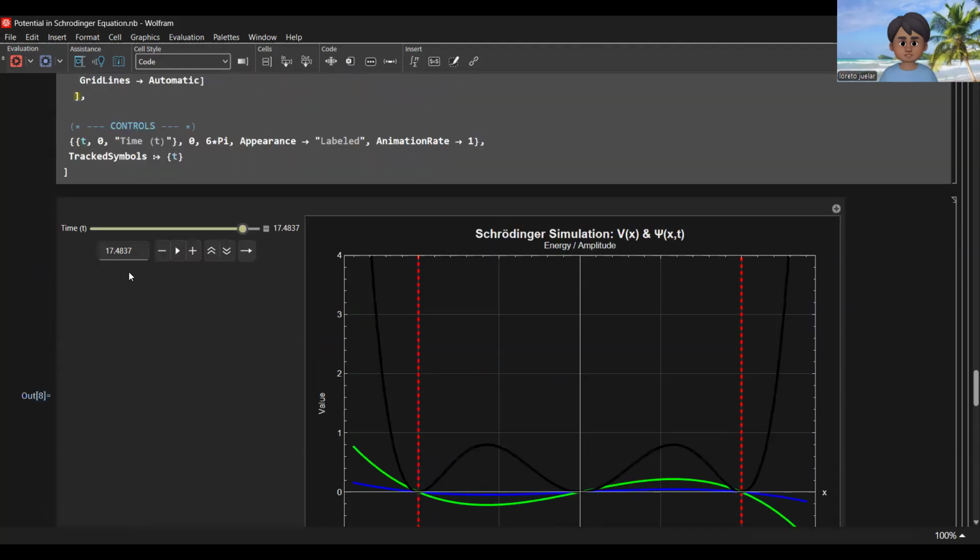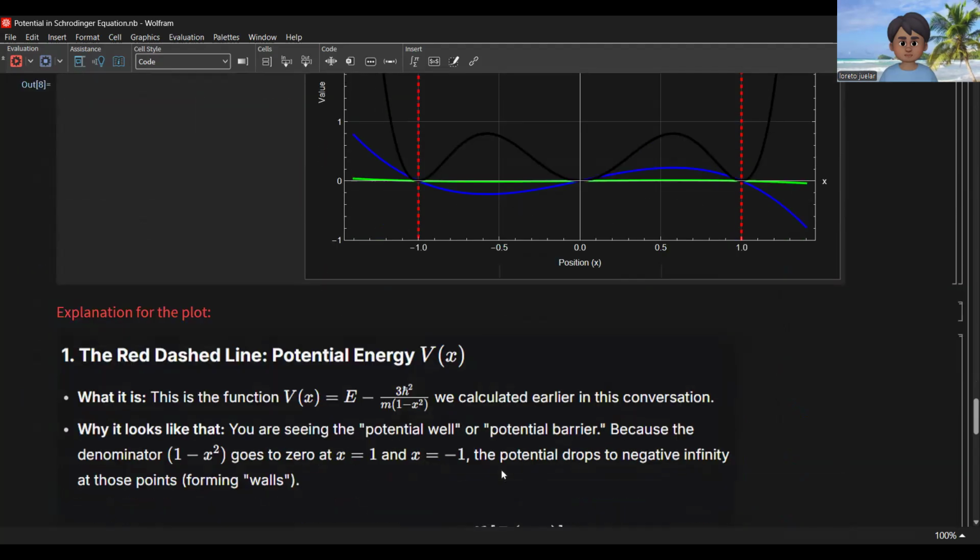For example, here, if the blue line is at 0, the green line is at maximum. Now, if the green line is at 0, the blue line is at maximum.